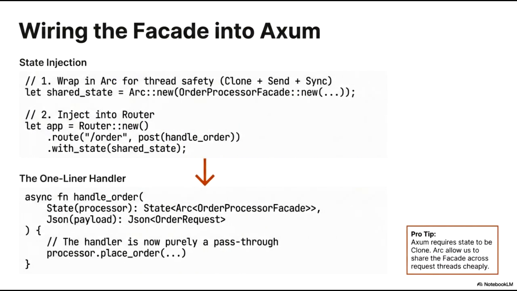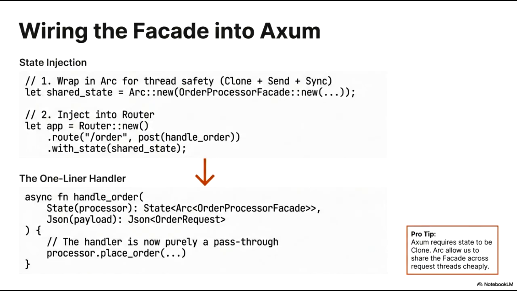To integrate our facade into an Axum application, we begin with state injection. First, we wrap the order processor facade in an Arc, or atomic reference counter. This is essential because Axum requires application state to implement the Clone trait. By using an Arc, we ensure thread safety and allow the facade to be shared across multiple request threads efficiently without performing expensive deep copies. Next, we inject this shared state into our router using the .with_state method. This makes the facade available to any handlers defined on that route.